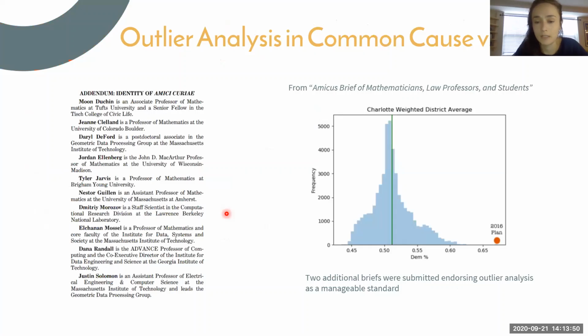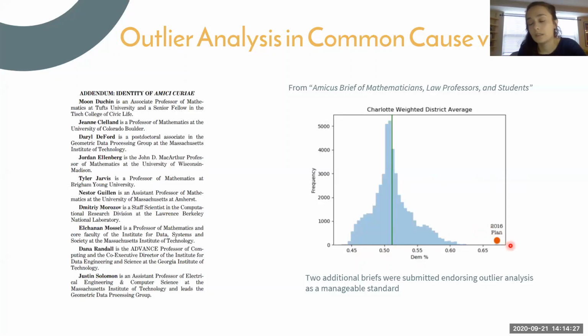In the same North Carolina case, Moon Duchin, who runs our group, submitted an amicus brief along with this whole group of mathematicians and other collaborators. It was called the Amicus Brief of Mathematicians, Law Professors, and Students. In this brief, they also ran their own outlier analysis, and they measured something slightly different. So they made this huge map collection, and in every map, they looked at the district that contained the city of Charlotte, and they saw how Democratic that district was. That's what's on the x-axis here.